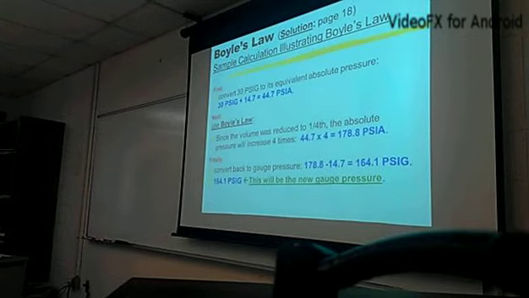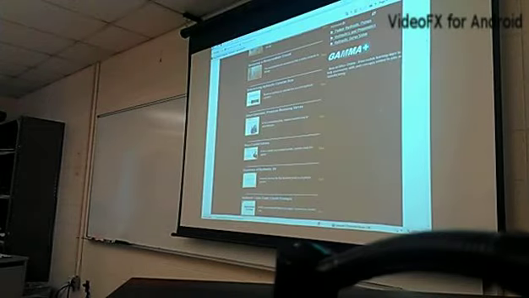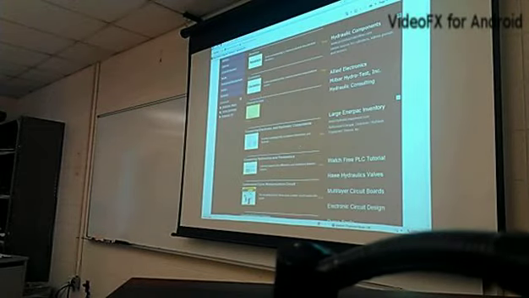Here's how they come up with that. Okay. Charles's law basically says that when you heat up gas, it expands. That's all it says. And we can even see a little demonstration right here of Charles's law.